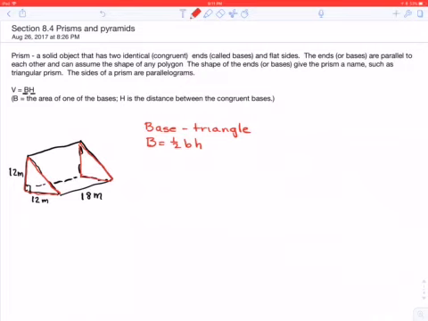So if we consider this triangle, if the base is 12, the height forming right angles with the base, in this case, is also 12. So to find the area of the base is 1/2 times 12 times 12, or 72.